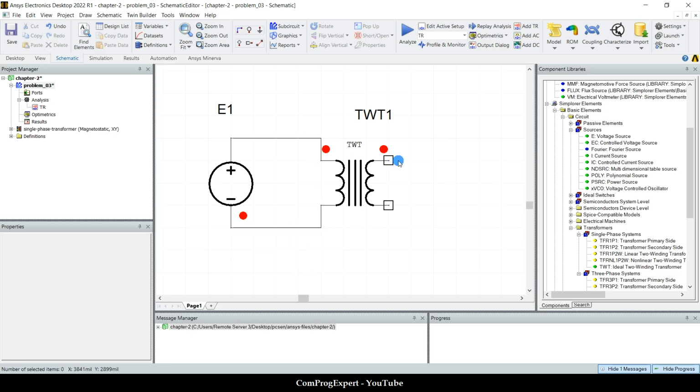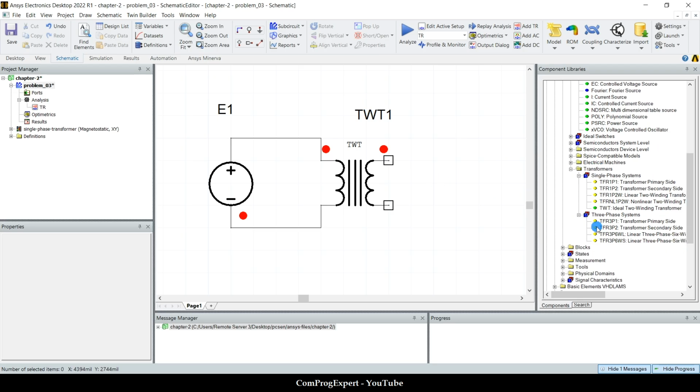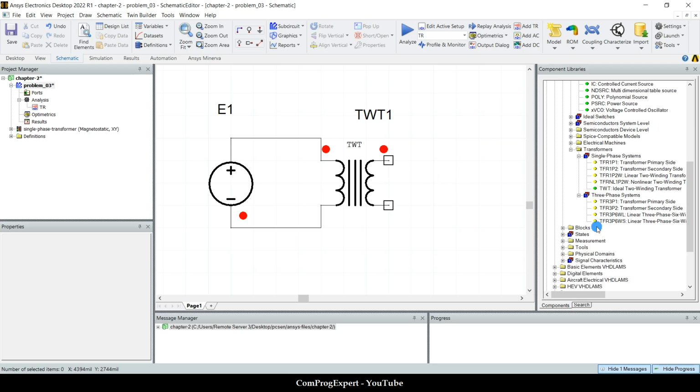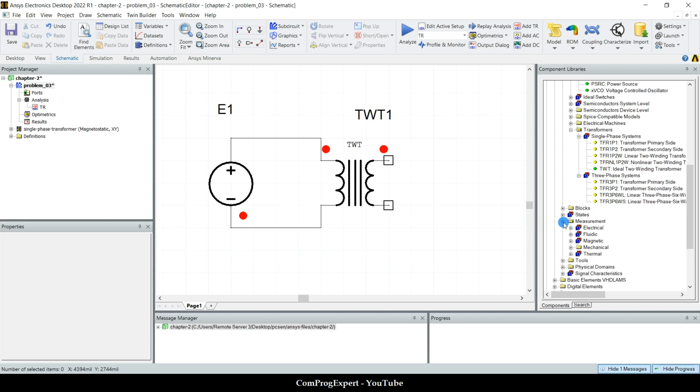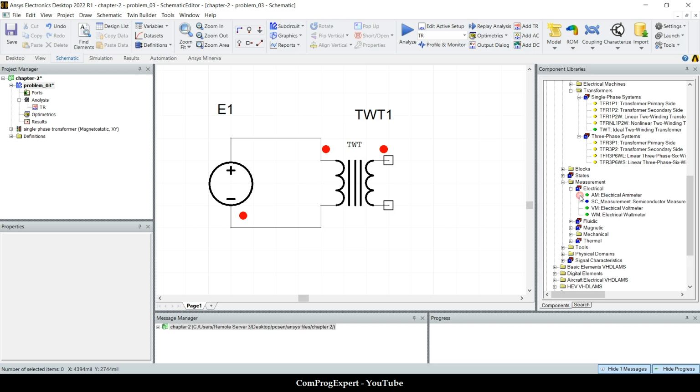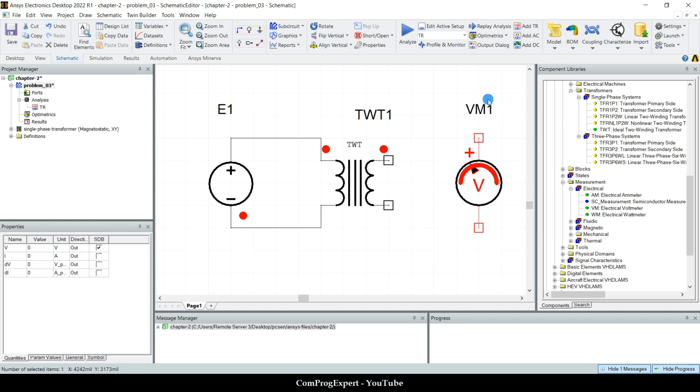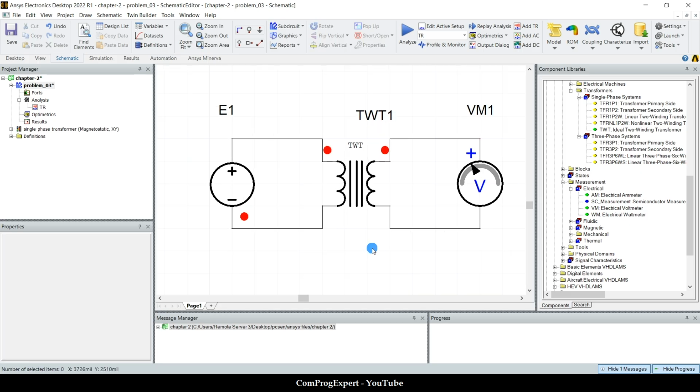And on the secondary side, I want to measure the value of the induced voltage. So from here, Measurement, Electrical, let's select the electrical voltmeter VM1 to measure the induced voltage in the secondary winding. So here we solve the problem in frequency space.